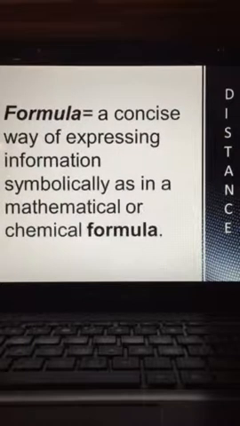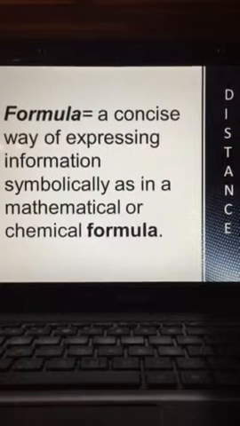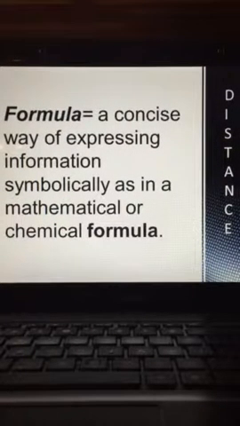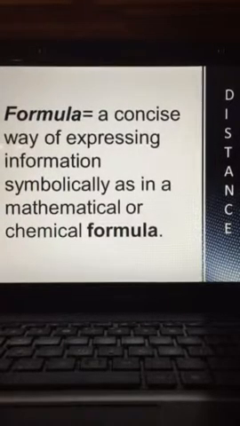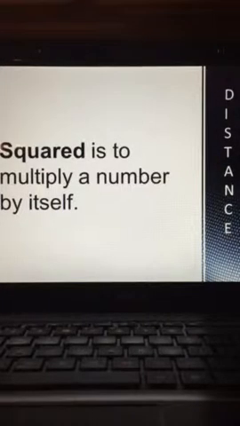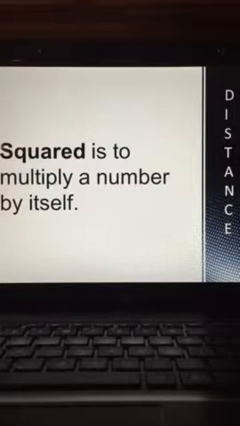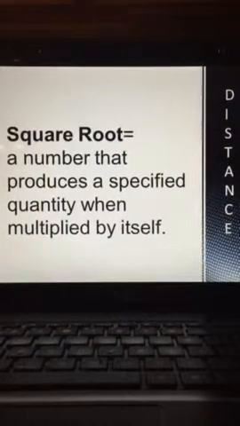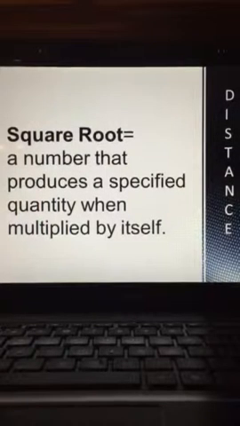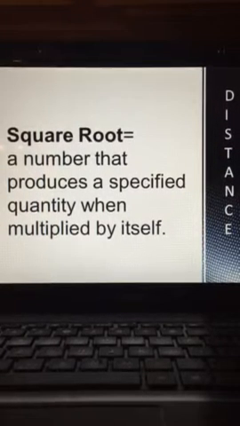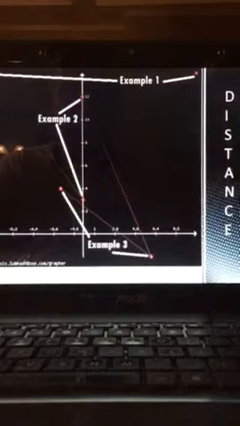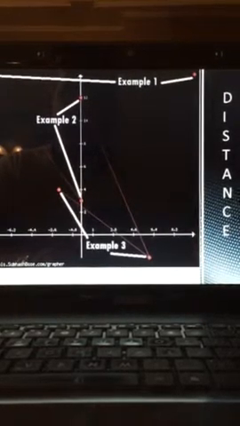Formula: a formula is a concise way of expressing information symbolically, as in a mathematical or chemical formula. Squared: to multiply a number by itself. Square root: a number that produces a specified quantity when multiplied by itself. For example, 7 is a square root of 49. Now, let's take a look at some actual distance formula examples using the graph shown.